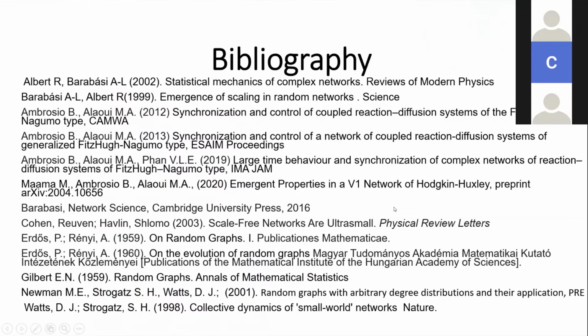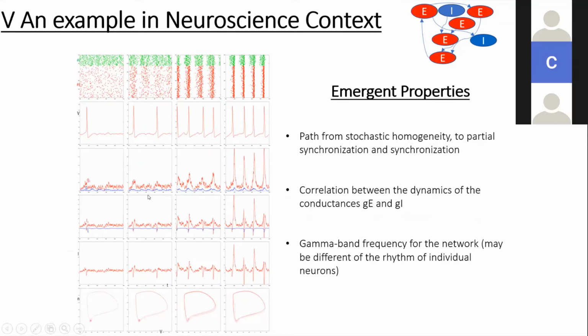Another remarkable phenomenon is the correlation between the conductances GE and GI. And of course, you have some rhythm in the network, which might be distinct from the rhythm of each neuron, and which leads to the so-called gamma band frequency, which is 40 events in 1 second. So that's what I wanted to talk about in this first lecture.